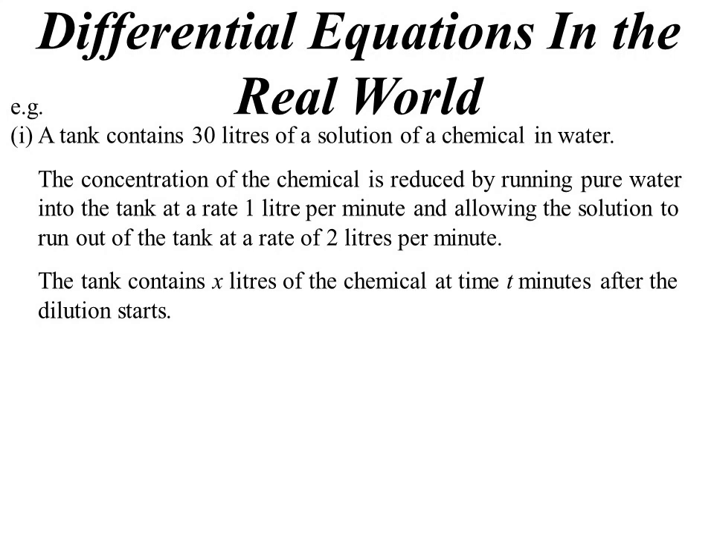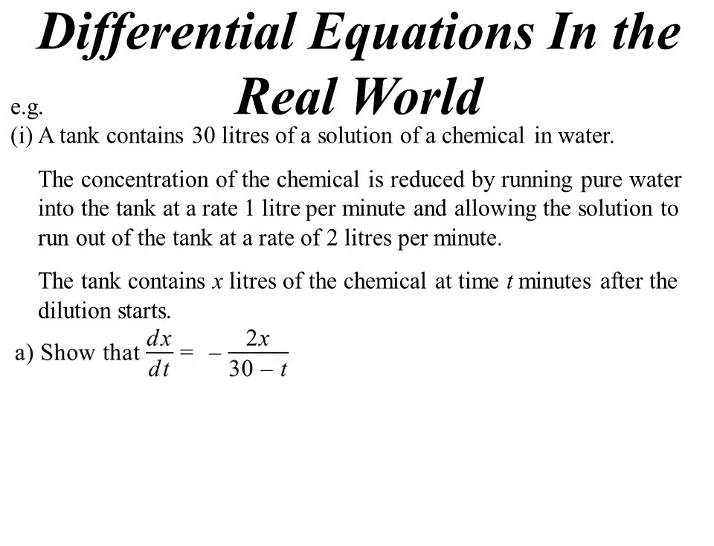Just to finish off our differential equations, just looking at some examples in the real world. We have a tank with 30 litres of solution of a particular chemical in water. The concentration of the chemical is then reduced by running pure water into the tank, and we're pouring it in at a rate of 1 litre per minute. So the solution will then run out of the tank at 2 litres per minute, and at any point in time the tank contains x litres of chemical after the dilution starts.